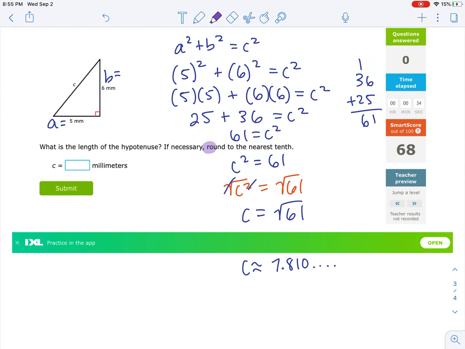I want you to notice that it says round to the nearest tenth. The tenths place is where the 8 is. To round to the tenths place, I look at the number to the right of the place I'm trying to round to. It's a 1. Since it's not a 5 or higher, I don't change anything. This is going to stay C equals 7.8.